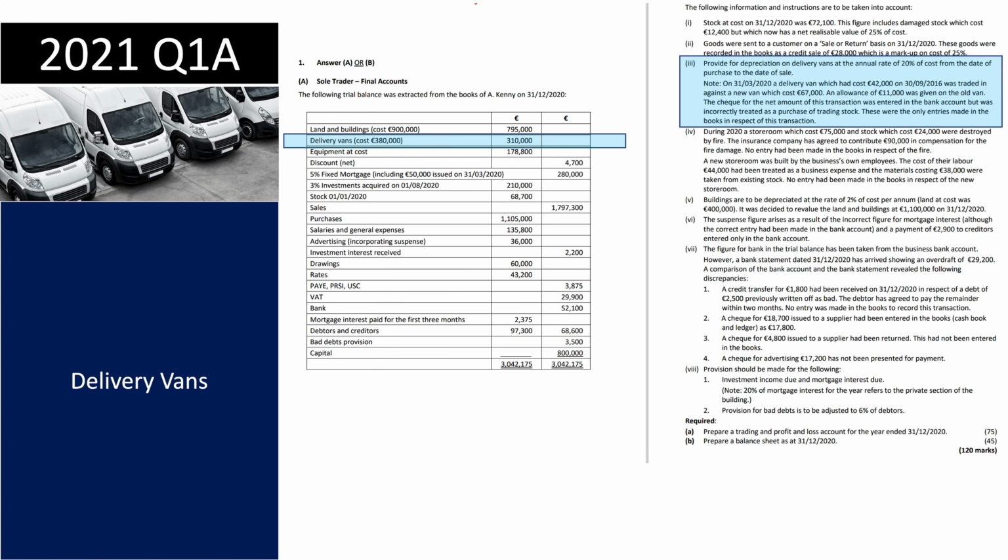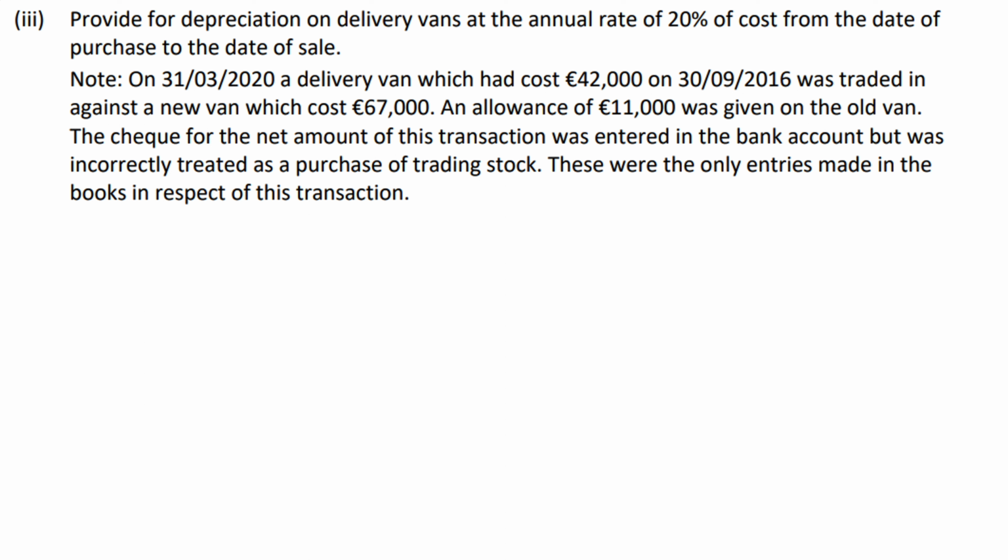So 2021 question 1A, sole trader final account, it was adjustment number 3. So it says, provide for depreciation on delivery vans at the annual rate of 20% of cost from the date of purchase to the date of sale. Note, on the 31st of the 3rd, 2020, a delivery van which had cost €42,000 on the 30th of the 9th, 2016 was traded in against a new van which cost €67,000. An allowance of €11,000 was given on the old van.